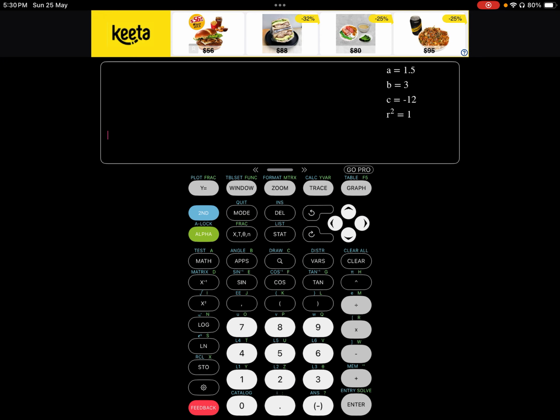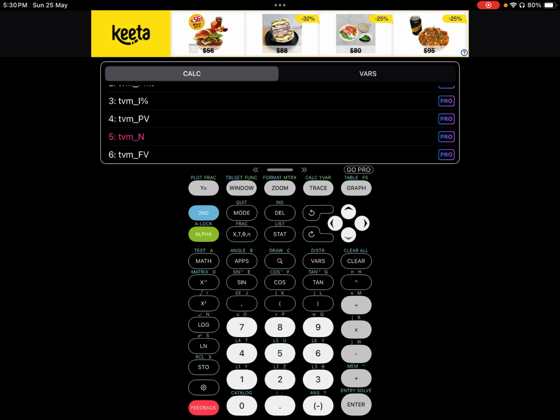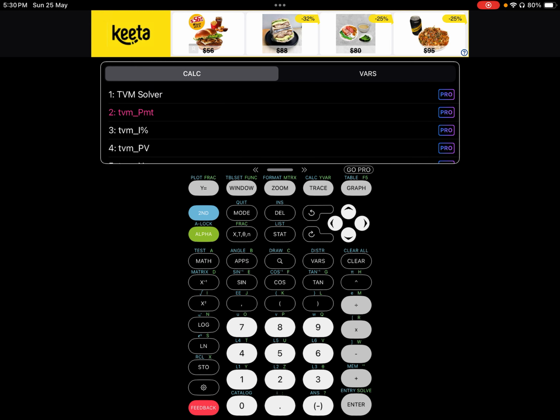Now, on your calculator, if you go onto apps, you should be in your calculator. You should be able to see this Polysmith feature on your calculator, and that should help you to be able to find.